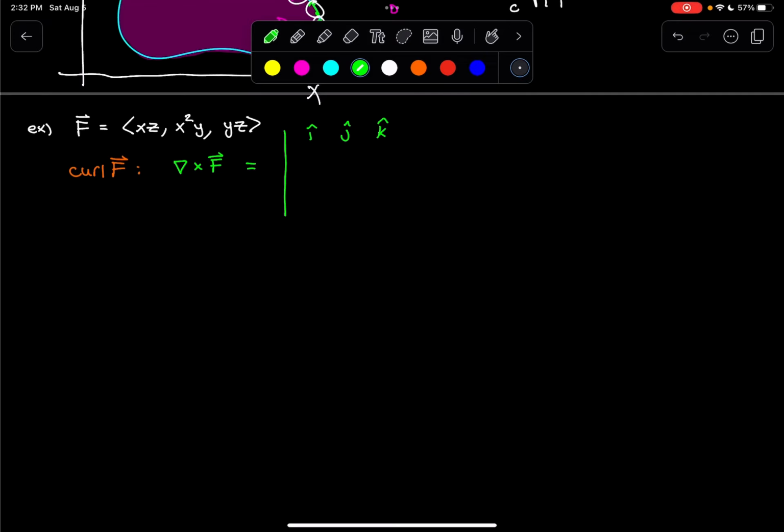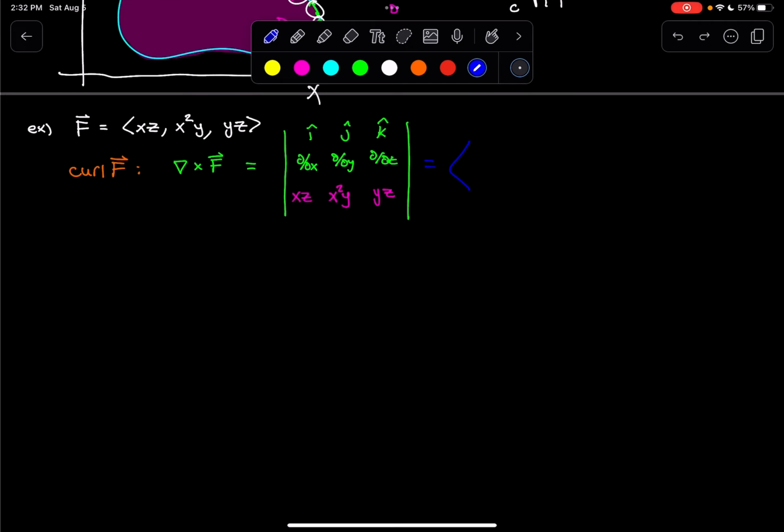We put in our little del operator, d/dx, d/dy, d/dz, and you can use the formula that I gave you above as well, but I'm just going to show you, this is exactly what it is. Okay, we're determining how much rotation we're getting at any single point. And if we go about doing this, if we do the first one, we cross out this part and we're going to get the partial of yz with respect to y.